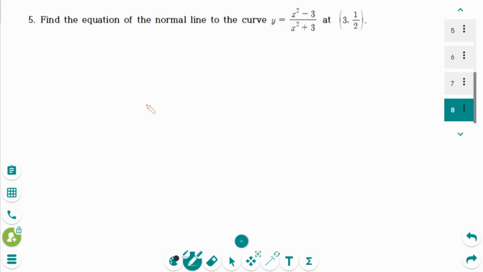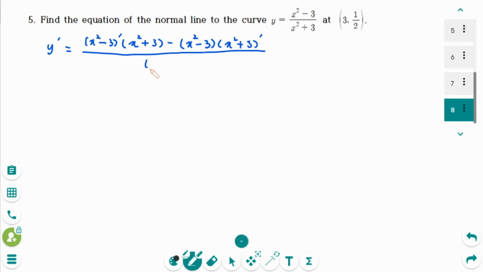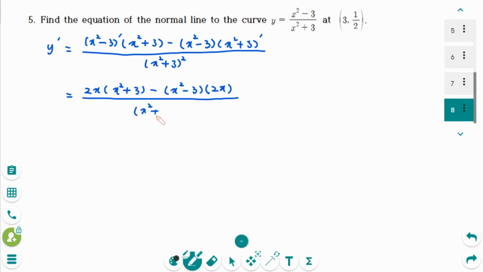Number 5, we need the slope of the tangent line. y′ = [(x² − 3)′(x² + 3) − (x² − 3)(x² + 3)′] / (x² + 3)², then [2x(x² + 3) − (x² − 3)(2x)] / (x² + 3)². We don't need to simplify.